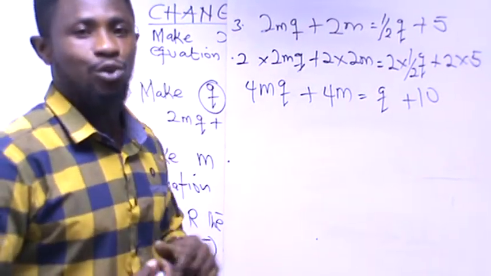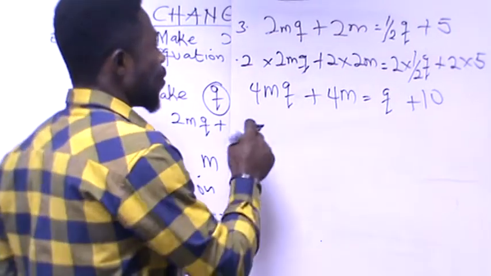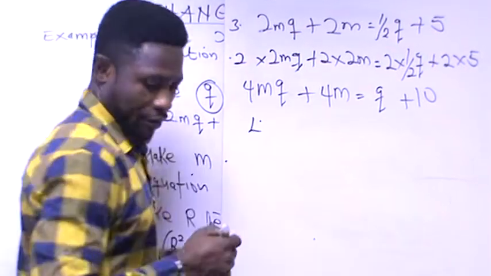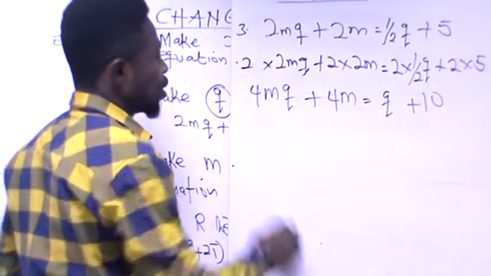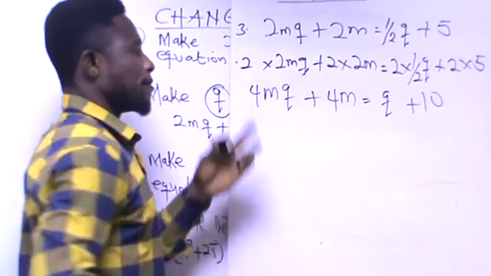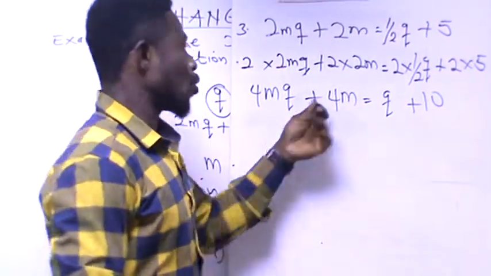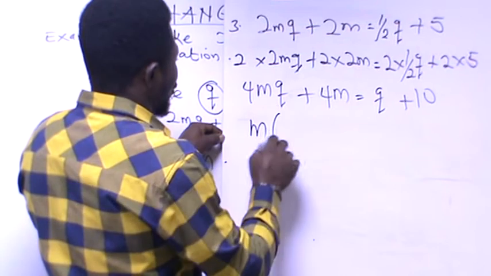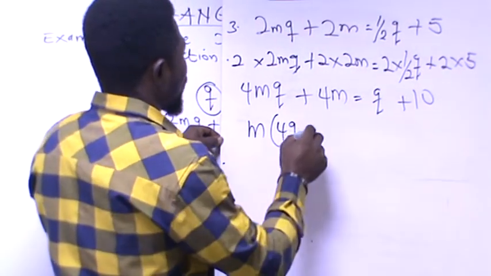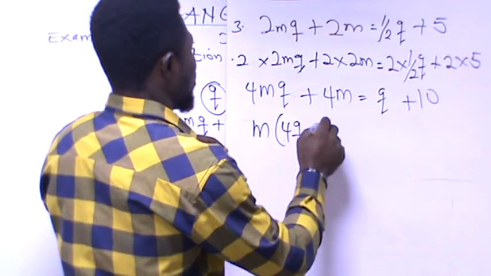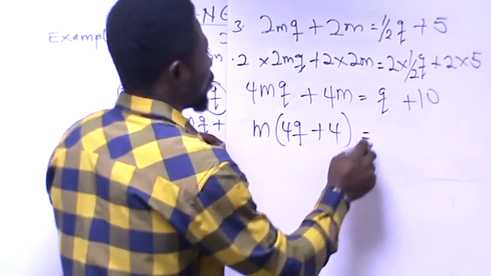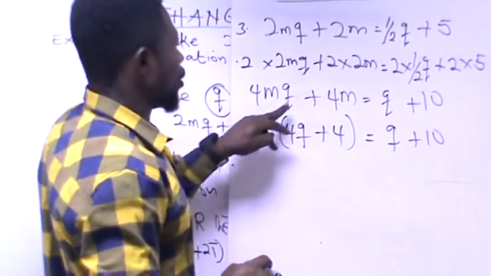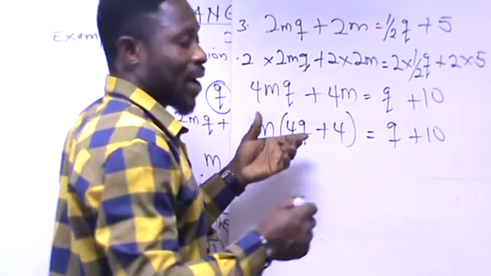So what we are going to do is the factorization. We are going to factorize M out. We can factorize 4M, but we are in need of M, so just consider only the M and leave the other. Let's take M out. We have M into bracket 4Q plus 4 equals Q plus 10. We want M. That is why we did not consider the 4 to be part of the factorization.